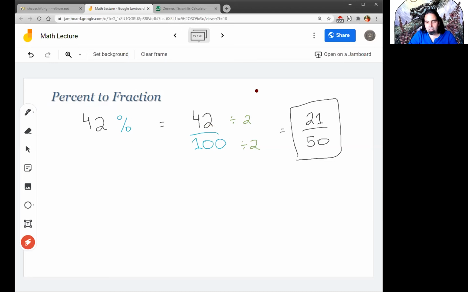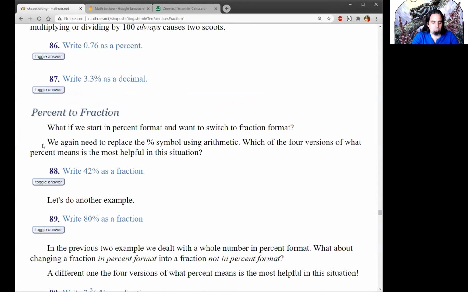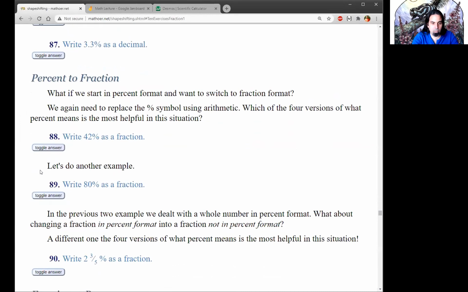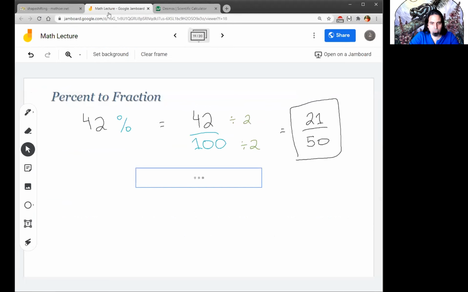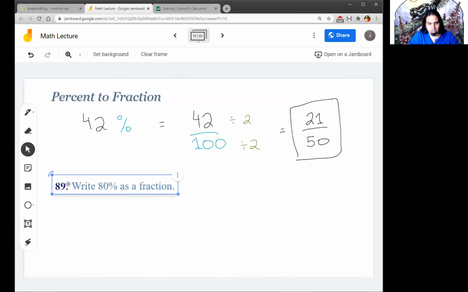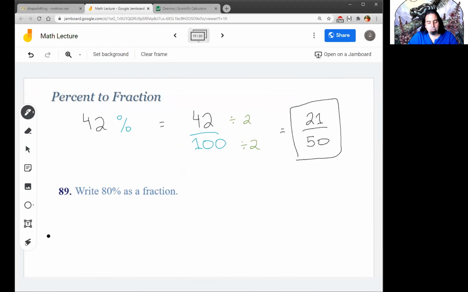So it starts out really easy because percent just means out of 100, I write over 100, but then I have to check. Do I actually simplify it or was I done? Okay, how about 80%? Try it yourself. And when you're done, tell me what to do.